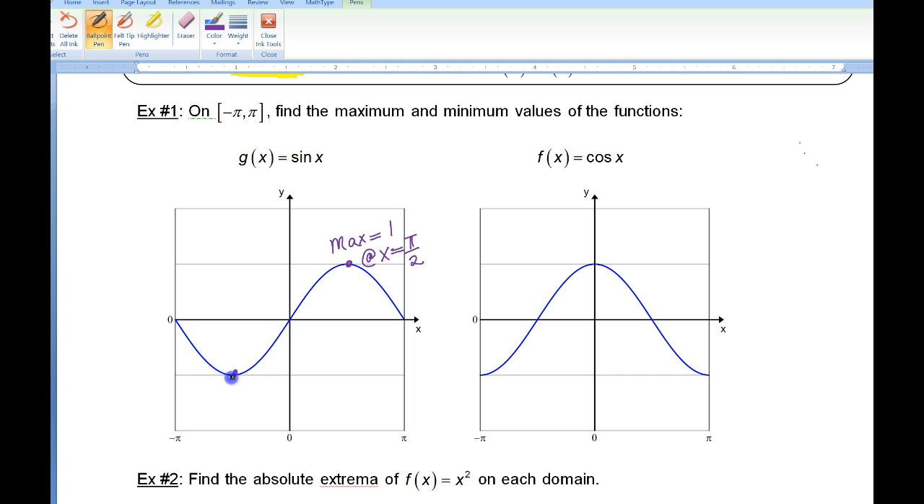And here, I've graphed just from negative pi to pi. So here, our minimum value is equal to -1, and this is at x equals negative pi over 2. Here, on the cosine, we have a maximum value of 1 at x equals 0. But here, we have a minimum equal to -1, at x equals negative pi and pi.